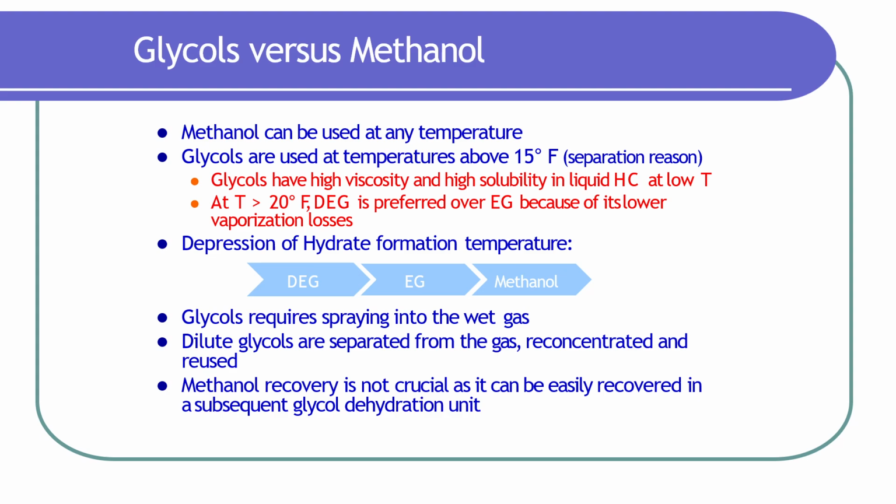Glycol will require you to spray the glycol solution into the wet gas. Dilute glycol, which is mixed with water, will first be separated from the water and then recovered through what we call a distillation process, which can be done easily. Once you recover it, it can be reused again for injection. Meanwhile, for methanol, it's very hard because methanol will bind with water, so it's not easy to separate methanol from water using distillation. Therefore, it will go straight forward with the stream to the dehydration unit, and it will be recovered with the water in the dehydration unit using the glycol.